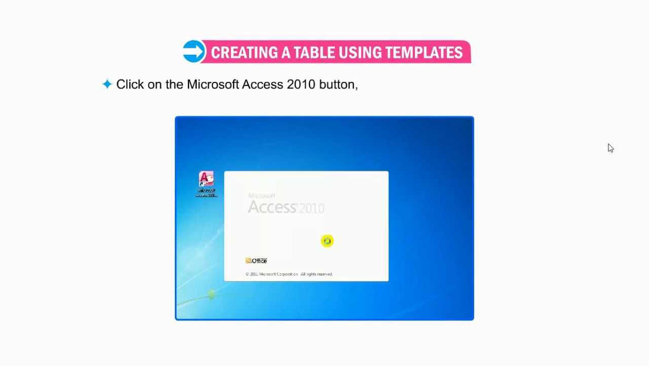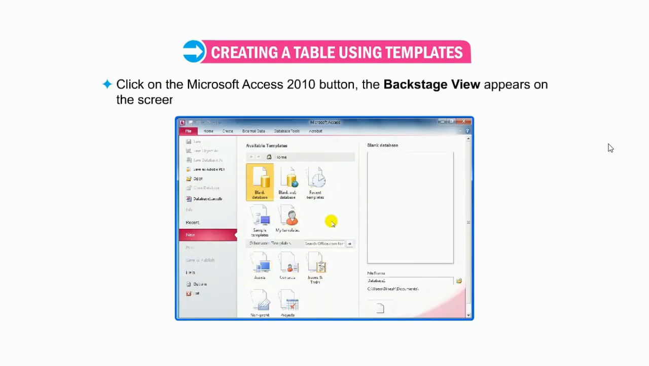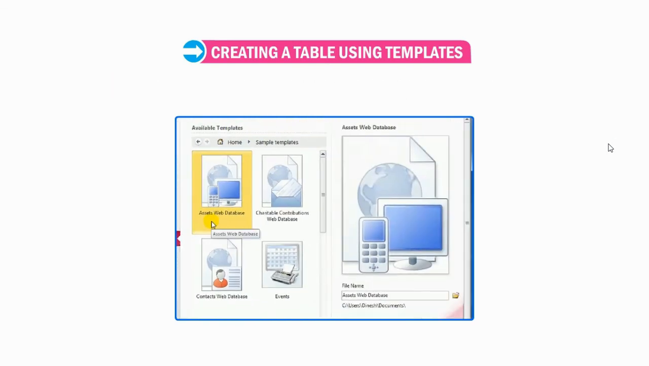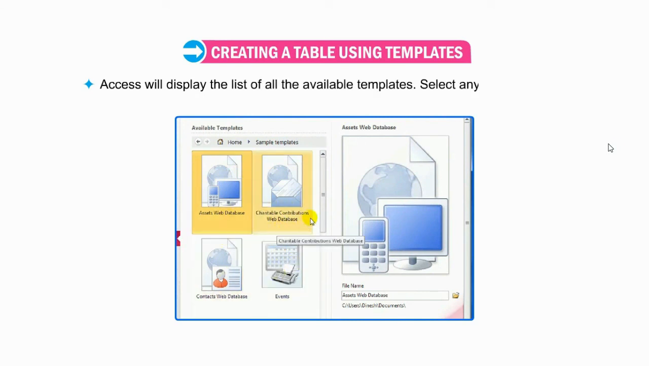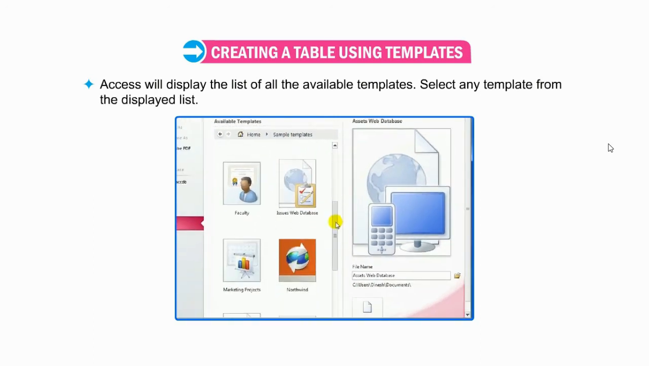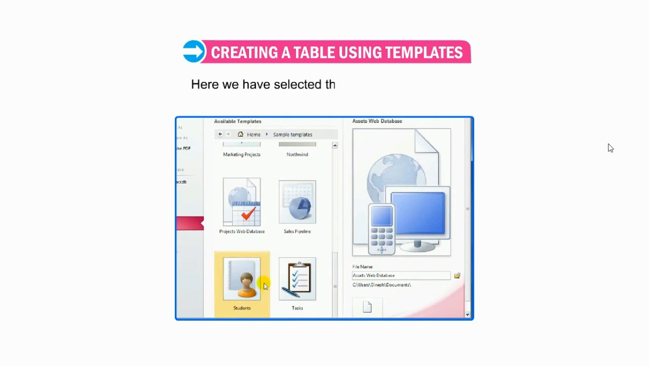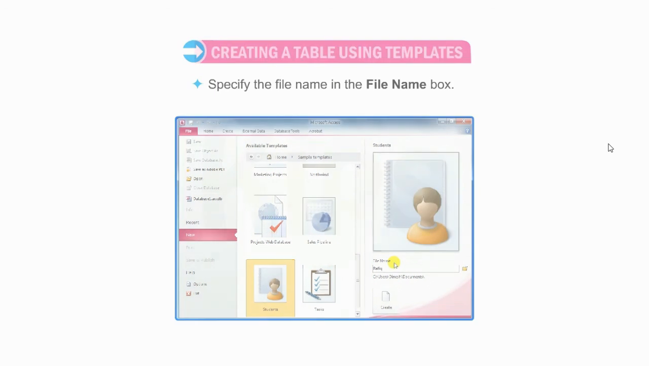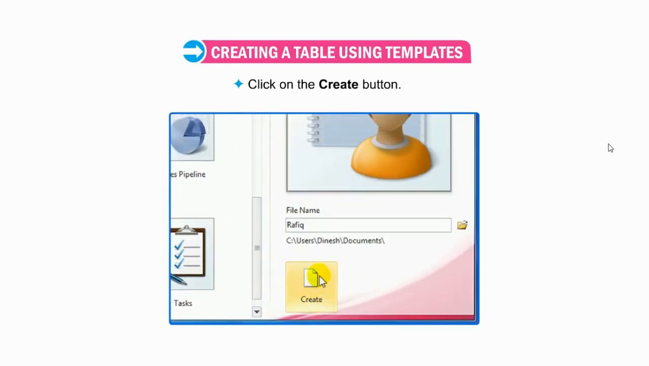Click on the Microsoft Access 2010 button. The Backstage view appears on the screen. Now select the Sample Templates category under the Available Templates. Access will display the list of all the available templates. Select any template from the displayed list. Here we have selected the Students template. The Students database task pane appears on the right side. Specify the file name in the file name box. Click on the Create button.